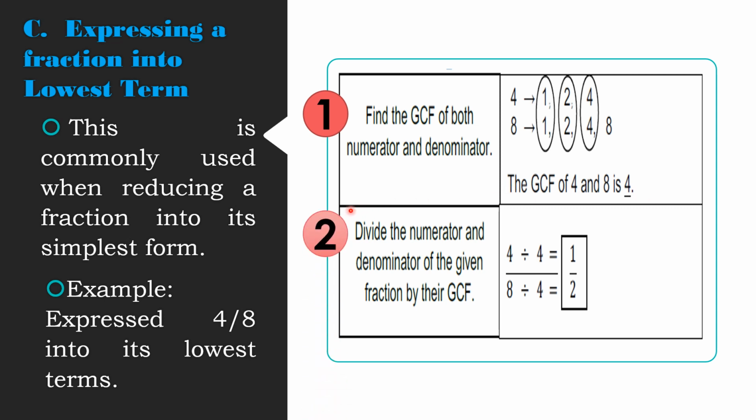Second, divide the numerator and denominator of the given fraction by their GCF. 4 over 8 divided by 4. 4 divided by 4 is equal to 1. 8 divided by 4 is equal to 2. Therefore, the lowest term of 4 over 8 is equal to 1/2.